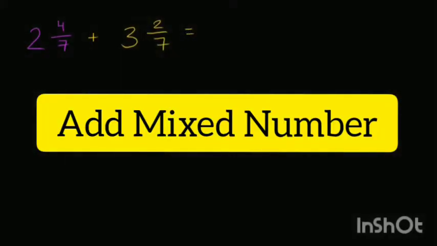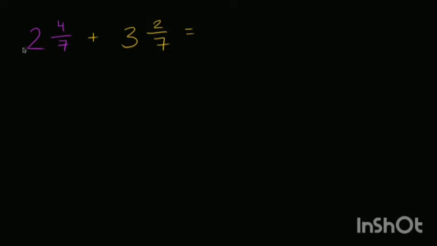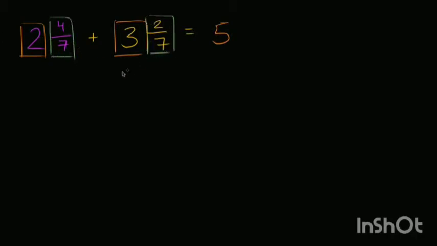There's a couple of ways that you could tackle it. One way you could say, well, let me just add the non-fraction parts. You could say that 2 plus 3 is equal to 5. And then you could say that 4/7 plus 2/7 is going to be equal to 6/7. Anyway, wait, how did I do that? How did I just only add the fraction parts or add the whole parts?